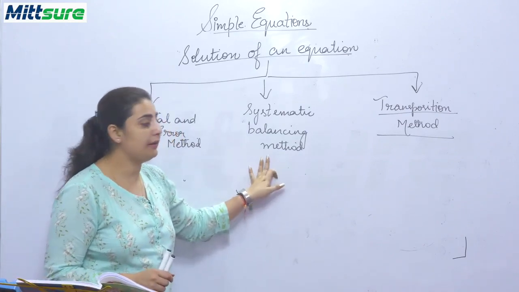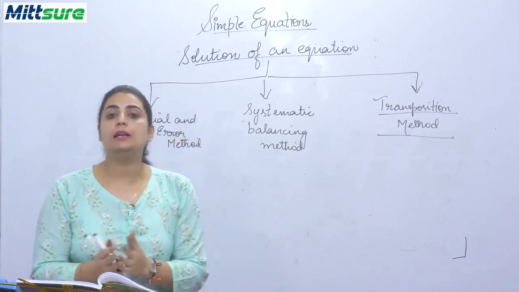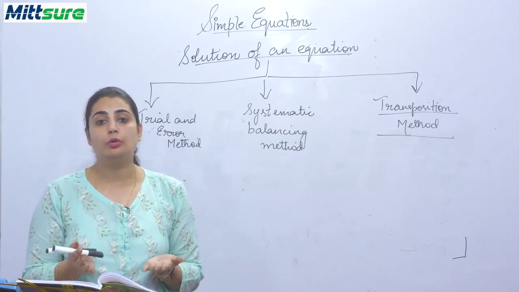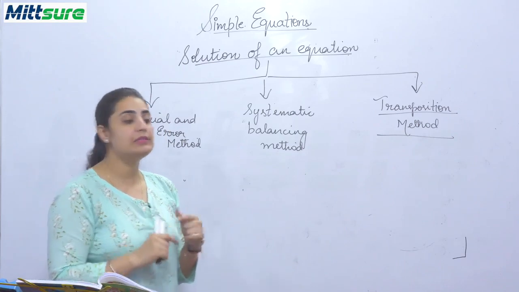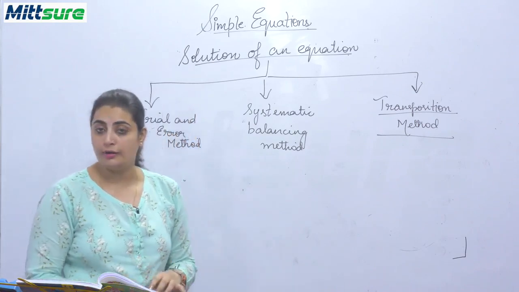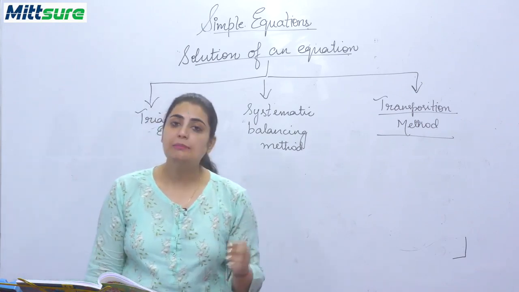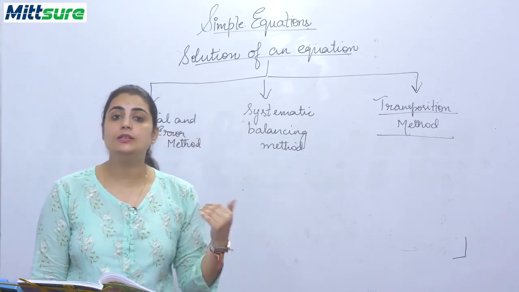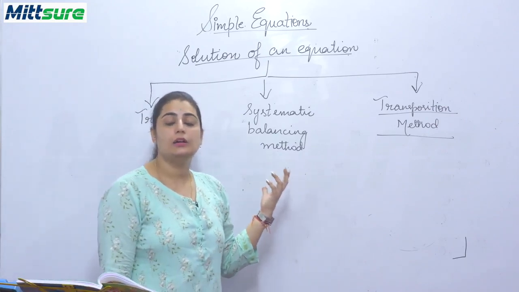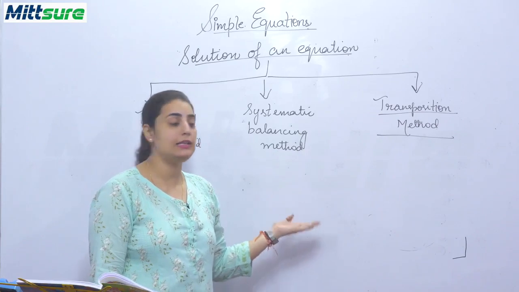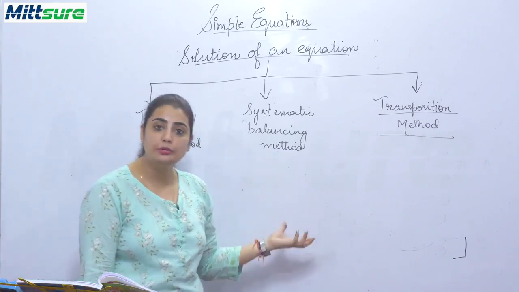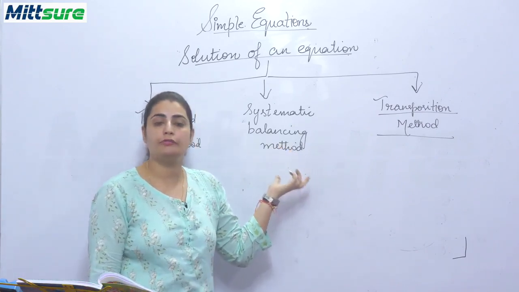In the systematic balancing method, whatever division or multiplication you choose, the same number will be divided or multiplied to both sides of the equation, and then again we will see whether the left hand side and right hand side are coming to be equal or not. If by dividing or multiplying with the same number, or by adding or subtracting the same number on both sides of the equation, we get a solution, that means we have done the systematic balancing of that particular equation and we have come to a solution of the equation.